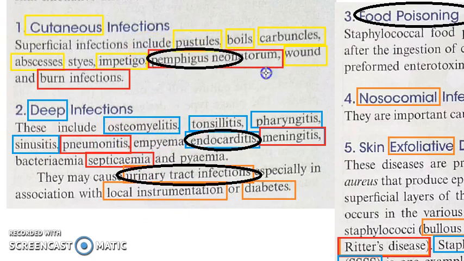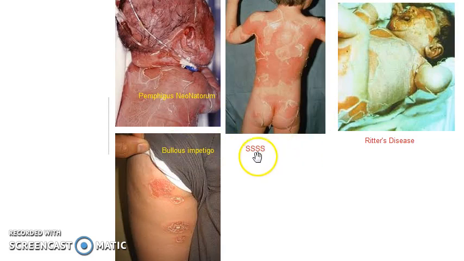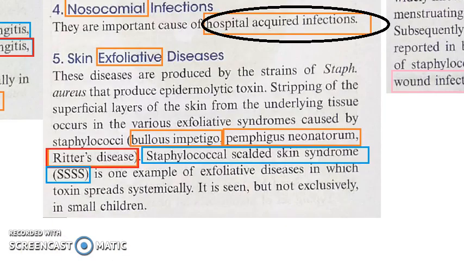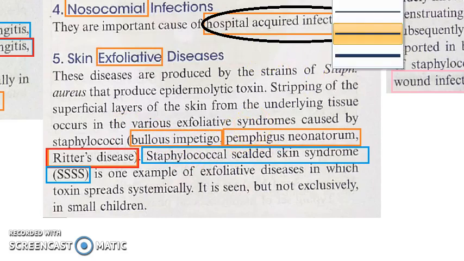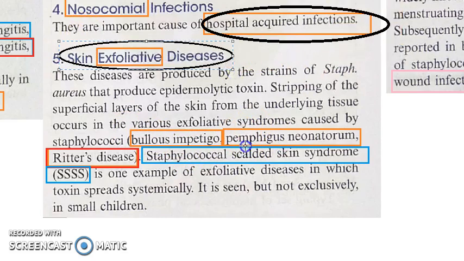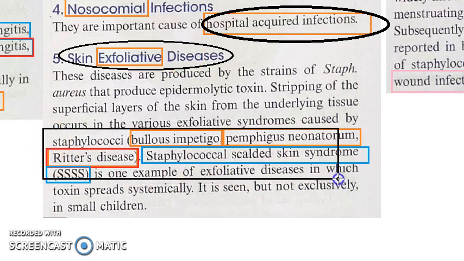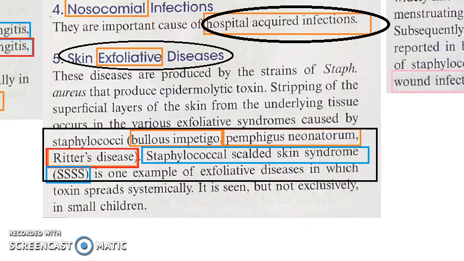You can write all this, pemphigus neonatorum, all those things that we learnt, right? Bullous impetigo, staphylococcal scalded skin syndrome, Ritters disease, write all this. Actually, they have put it again under the skin exfoliative diseases, which we have already seen, right? Bullous impetigo, pemphigus neonatorum, Ritters disease, staphylococcal scalded skin syndrome. All this you have already seen, right? Let me just highlight it for you so that you won't forget during your last revision.